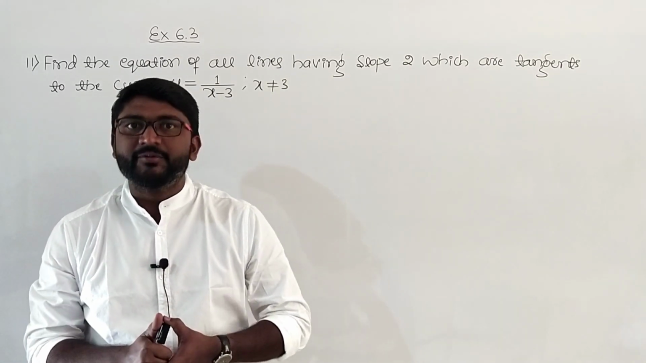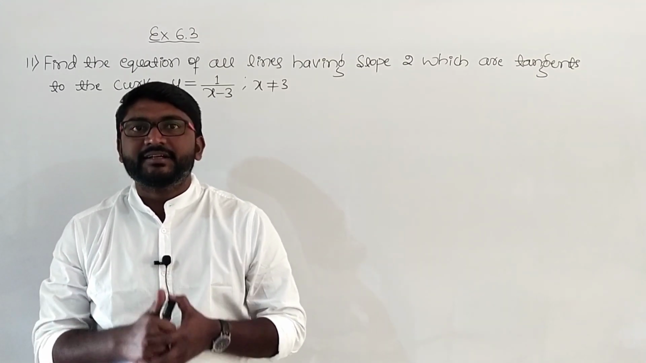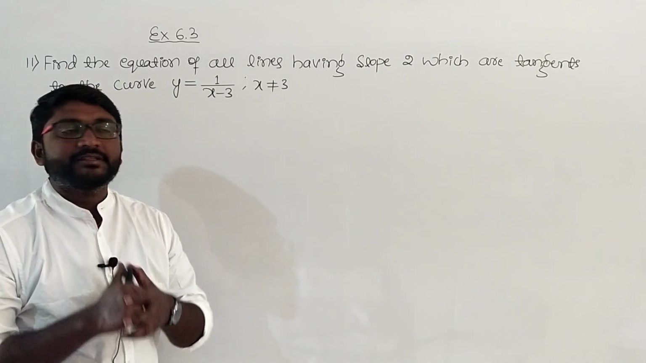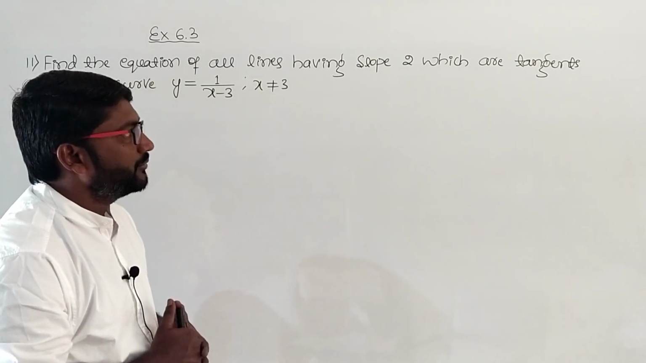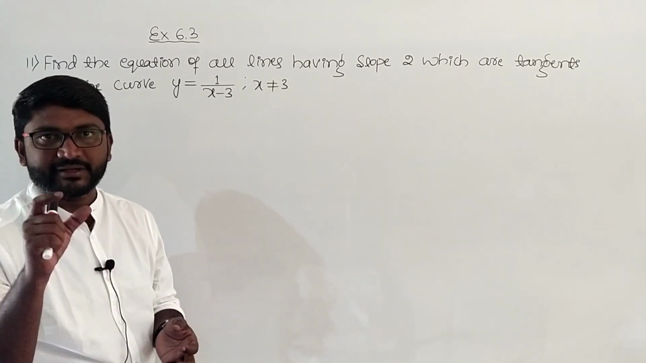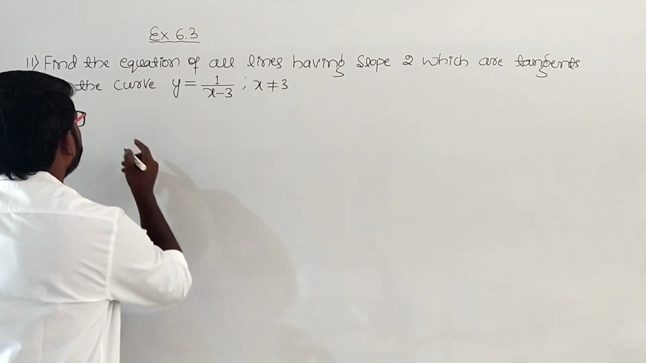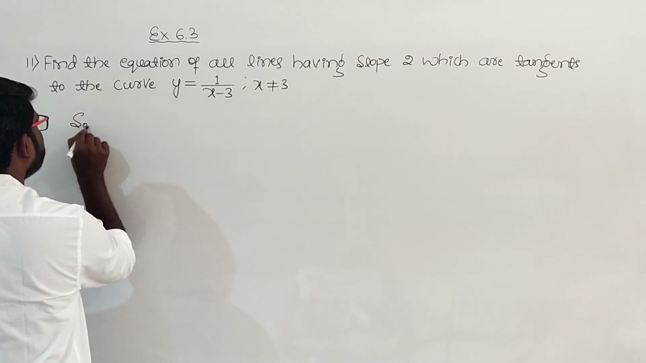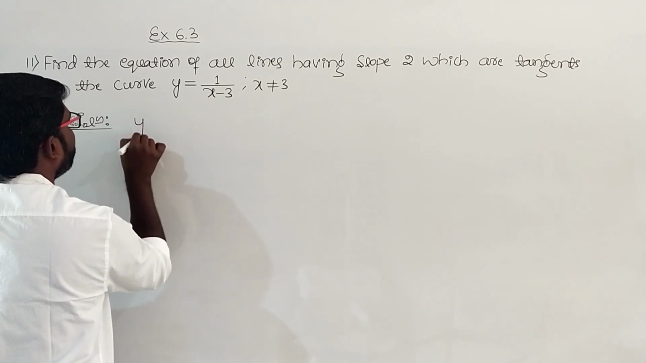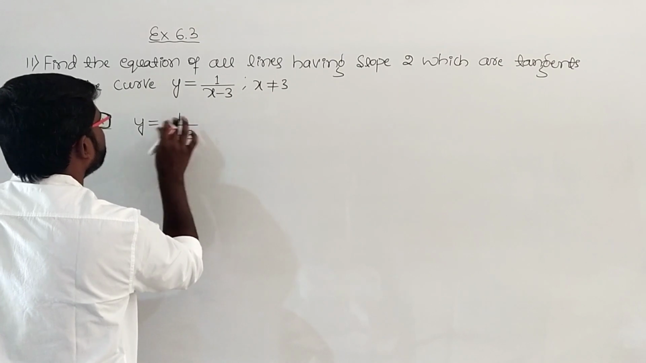In the last class we solved up to the 10th problem of exercise 6.3. Let us continue with the 11th one. The question is: find the equation of all lines having slope 2 which are tangent to the curve y equals 1 divided by x minus 3, where x is not equal to 3. Let me write the given information. Yes, it is y equals 1 divided by x minus 3.